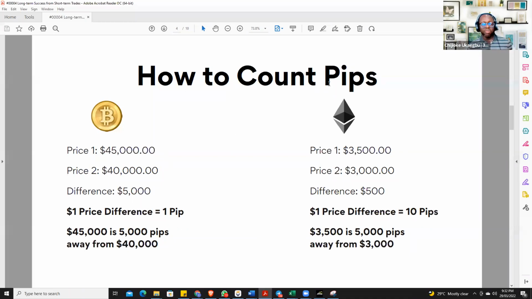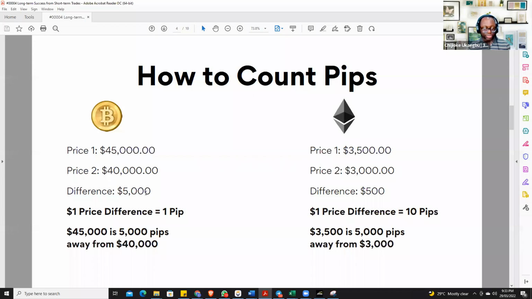Remember, a pip is you measuring how far price has moved. So when you're talking about a pip, you need to be thinking about at least two different prices, and the number of pips will be the distance between those two prices. That's how you think about it. So here's Bitcoin with an example. The first price we are interested in is $45,000. Bitcoin now is obviously around 47,000, so this is a realistic example. The second price level is 40,000. The difference between these two prices is 45,000 minus 40,000.